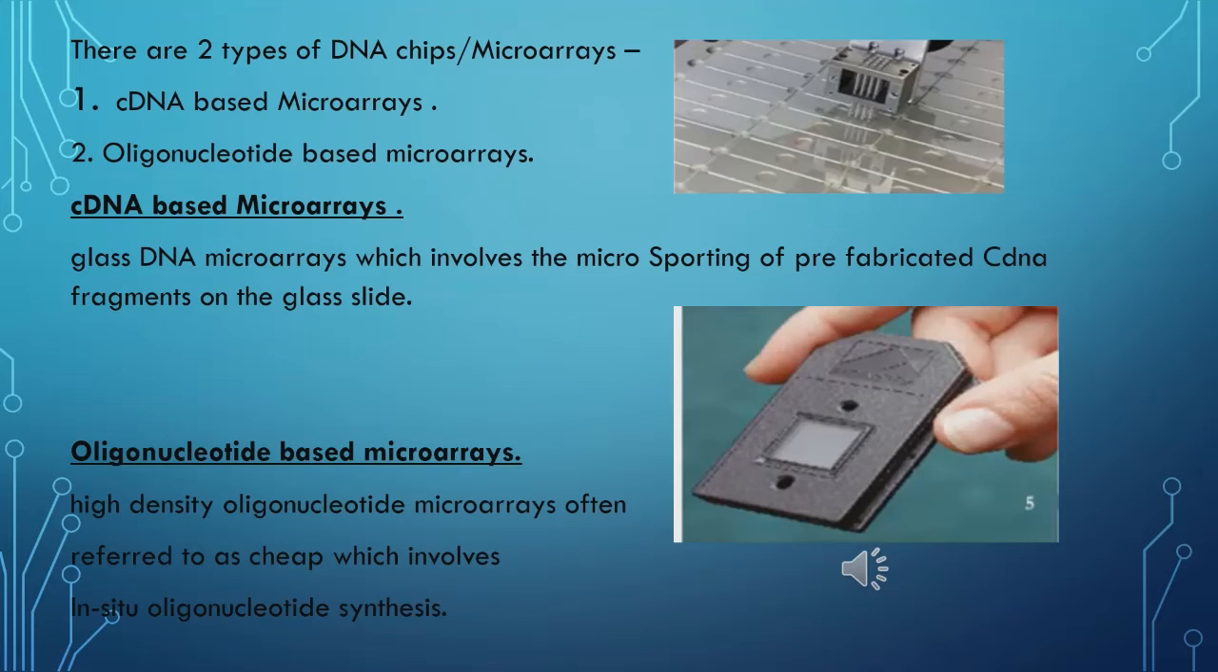So in this slide, I am going to explain about the different types of DNA chips or DNA microarrays. There are mainly two types, that is cDNA based microarrays and oligonucleotide based microarrays. So what is cDNA based microarrays? It is a glass DNA microarray which involves the microspotting of prefabricated cDNA fragments on the glass slide. And what is oligonucleotide based microarrays? It is a high density oligonucleotide microarray, often referred to as a chip, which involves in situ oligonucleotide synthesis.